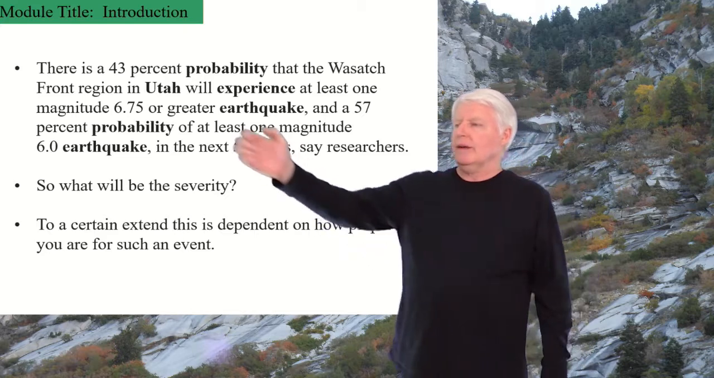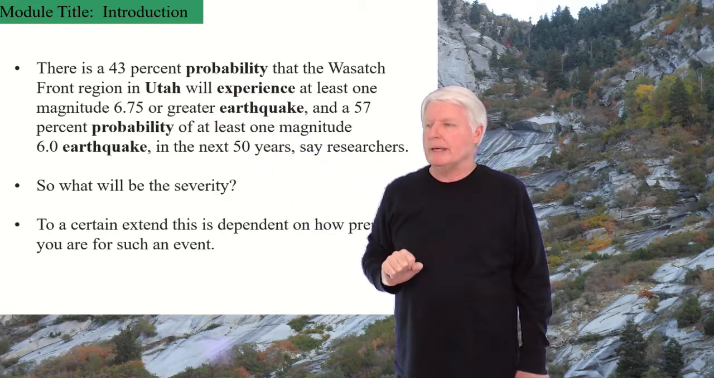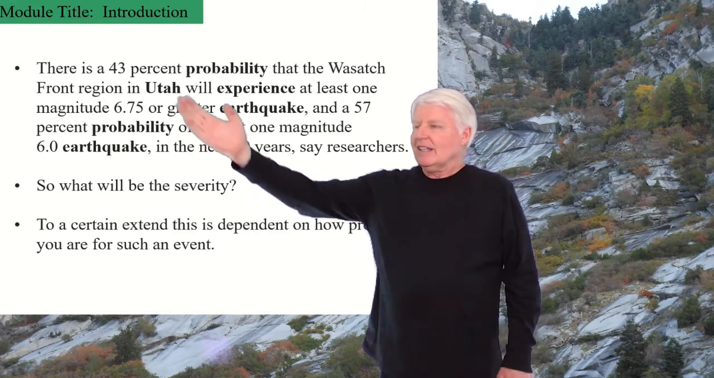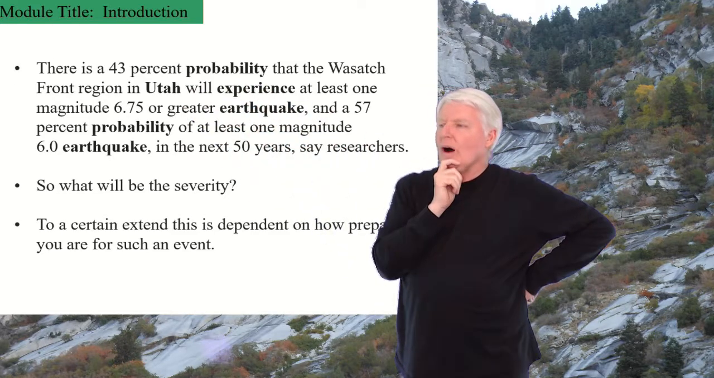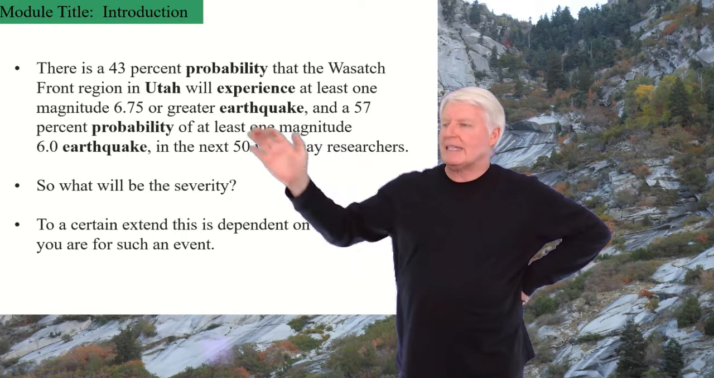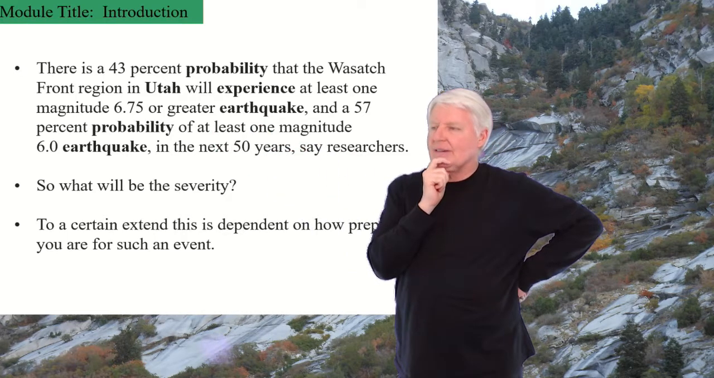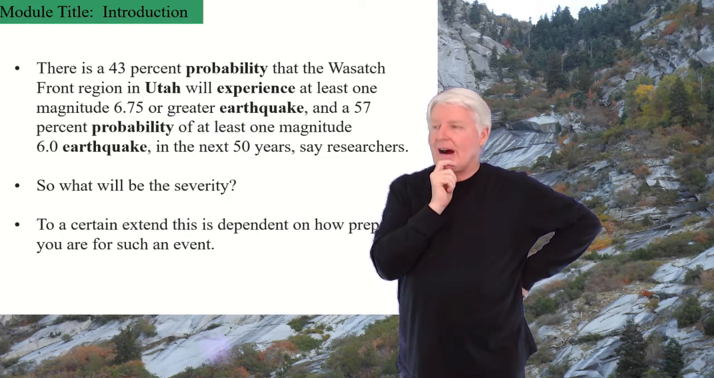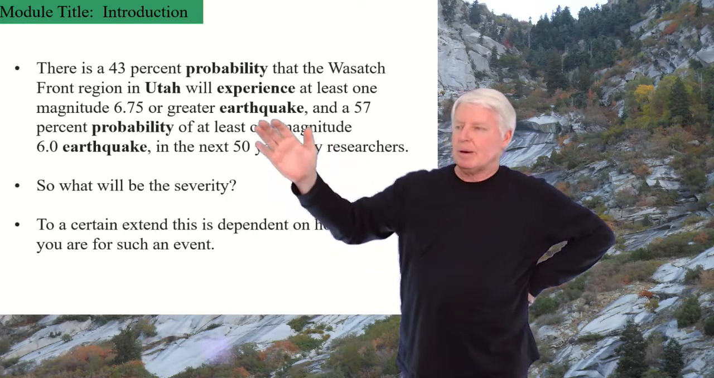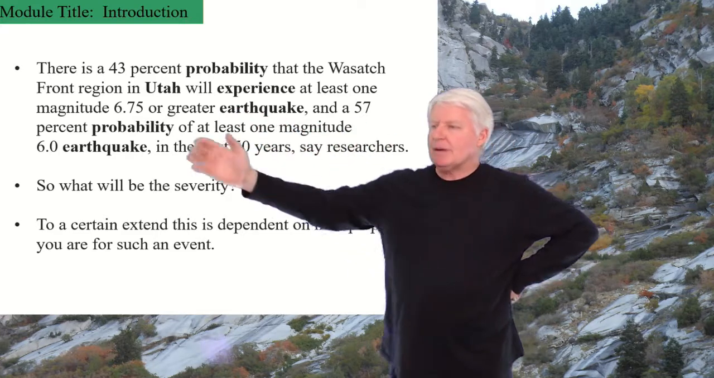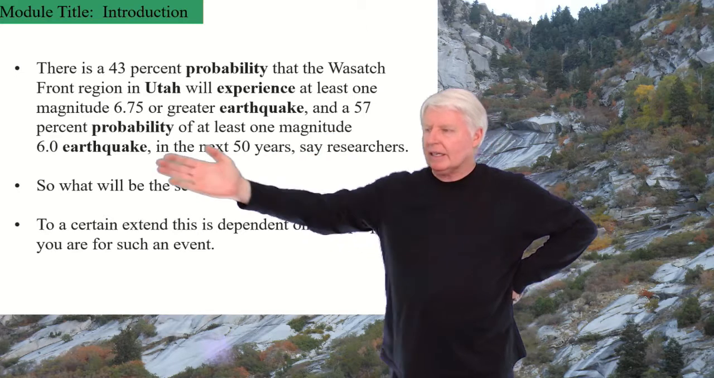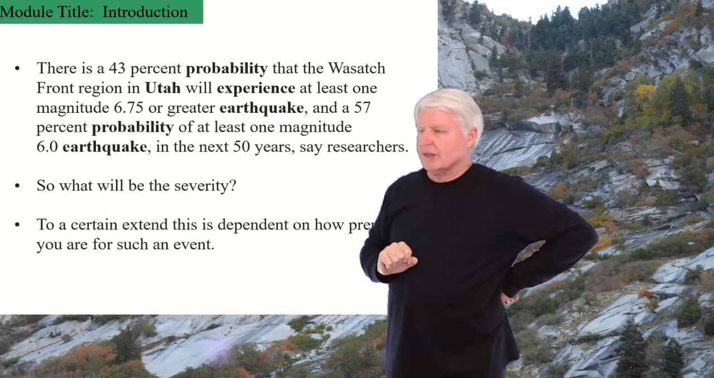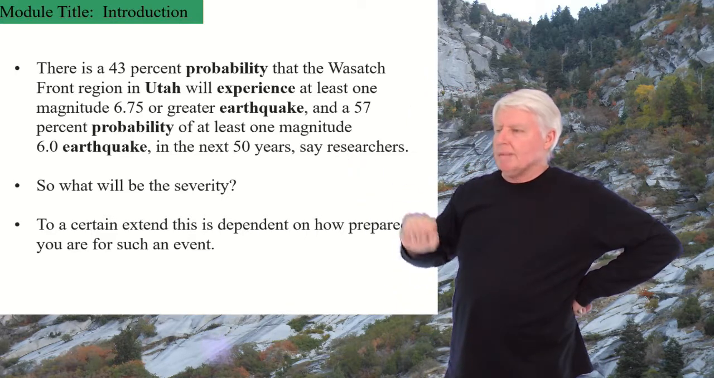Let's do an example here. There is a 43% probability. Okay, that's the first element, isn't it? Probability of occurrence. There's a 43% probability that the Wasatch Front region in Utah will experience at least one magnitude 6.7 or greater earthquake. And it could even get up to 7.5, the experts say, but we hope it doesn't. And 57% probability of at least one magnitude 6 earthquake in the next 50 years. That's what researchers say. So there's your probabilities.